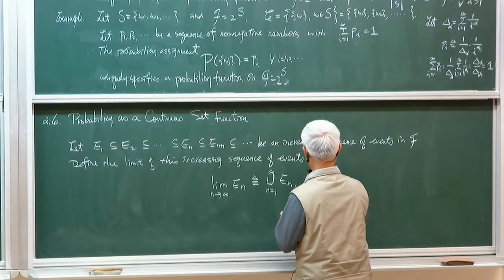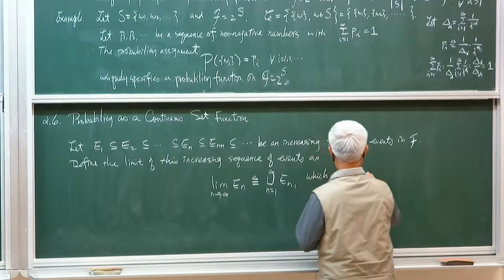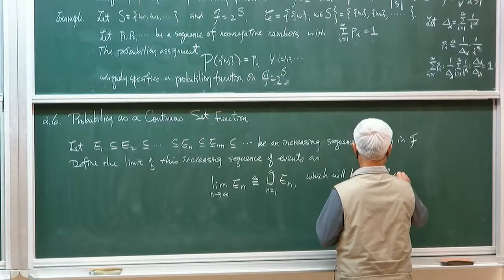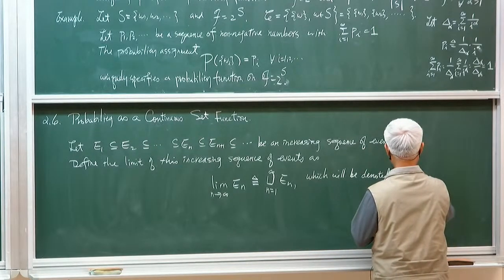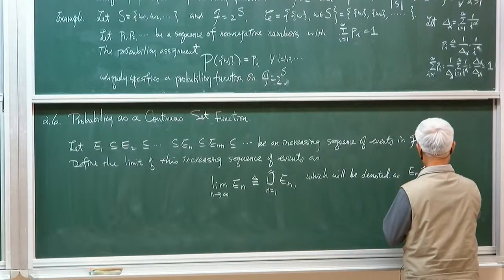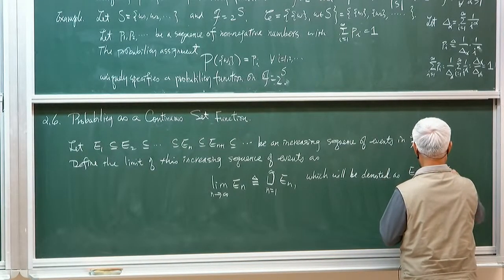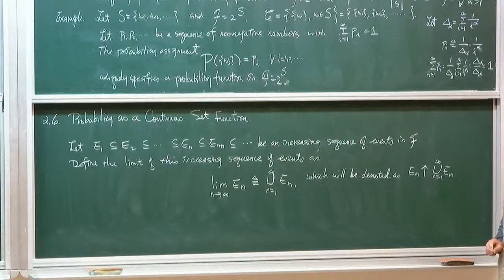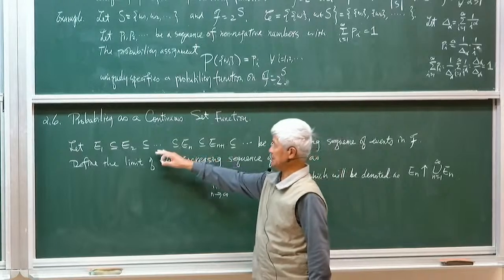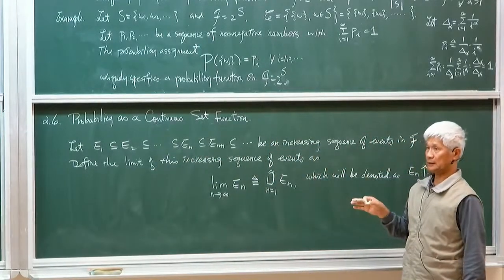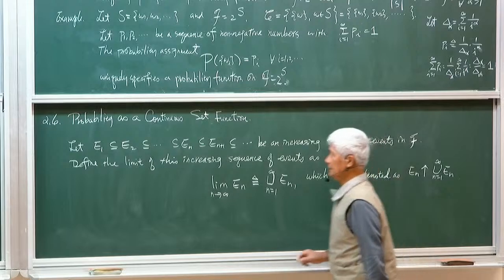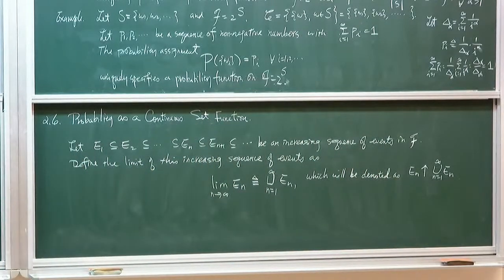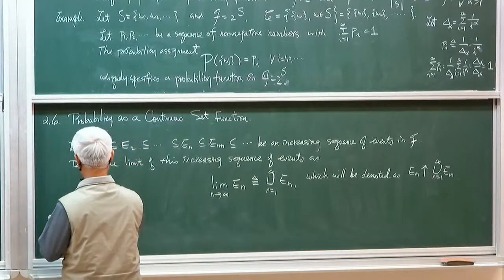This is denoted as E_n going up, with limit. So for an increasing sequence of events, we define this limit as the union. Another situation may occur, where we have a decreasing sequence instead of an increasing sequence of events.